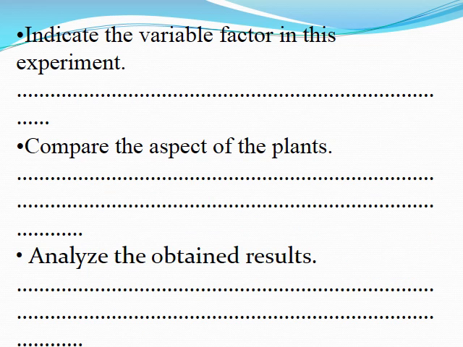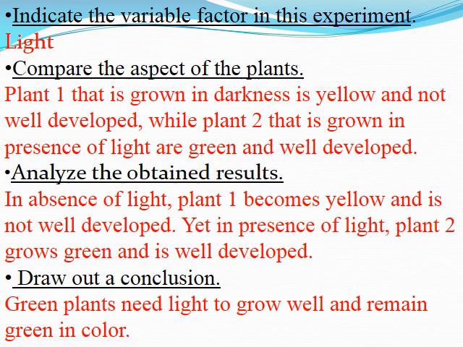Indicate the variable factor of this experiment, compare the appearance of the plants, and the last question is analyze and draw out a conclusion. So, indicate the variable factor. The variable factor is the light. Compare the aspect of the plants. Plant 1, grown in darkness, is yellow and not well developed, while plant 2, grown in the presence of light, is green and well developed.